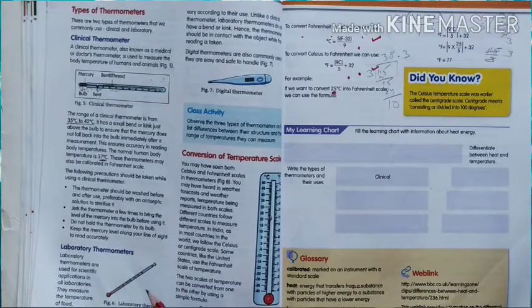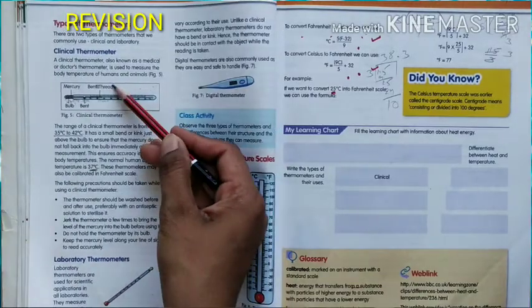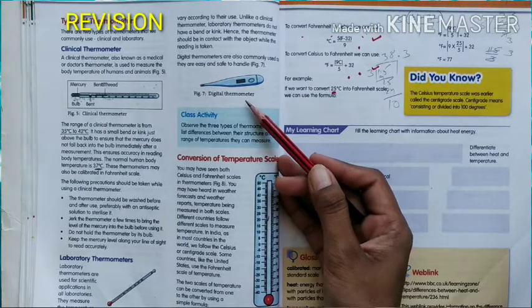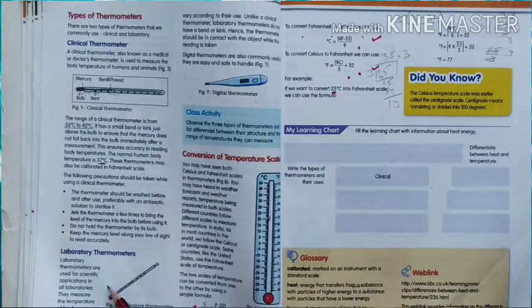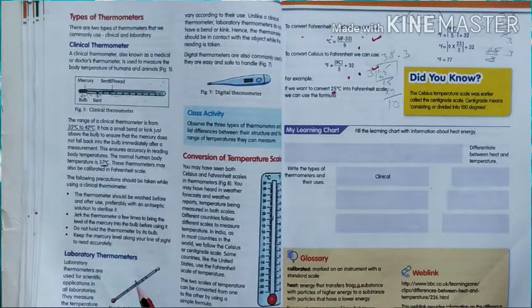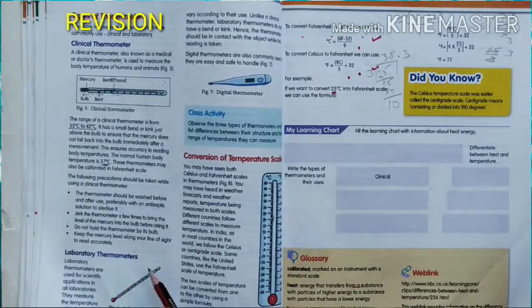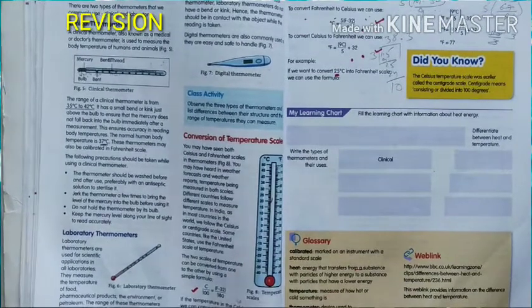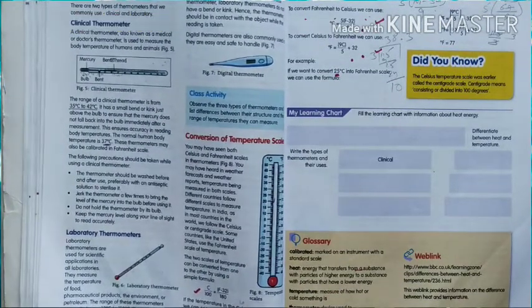Now, laboratory thermometers have scientific applications and are used in laboratories. With a clinical thermometer and a digital thermometer, we can measure the temperature of the body of humans or animals. By the use of a laboratory thermometer, we can measure the temperature of food, pharmaceutical products, the environment, or petroleum. The range of these thermometers is usually minus 10 degrees Celsius to 110 degrees Celsius.